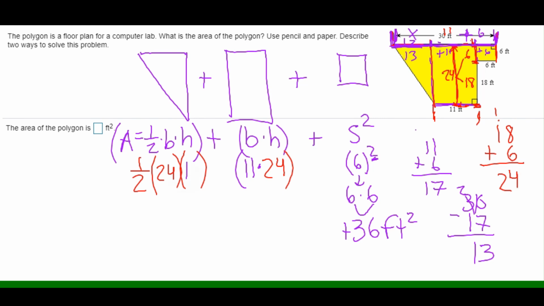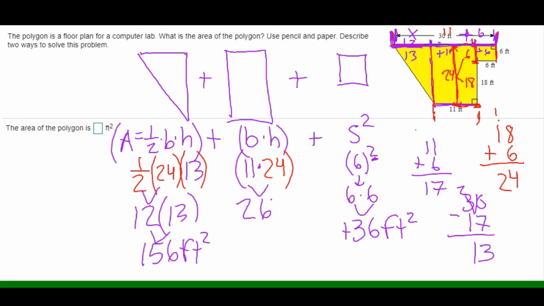So I'm going to substitute that into my formula right here. Half of 24 is 12. 12 times 13 is 156. And then my units are feet squared, because we're talking about square units. 11 times 24 is 264 feet squared. So that's going to be the area of my rectangle.